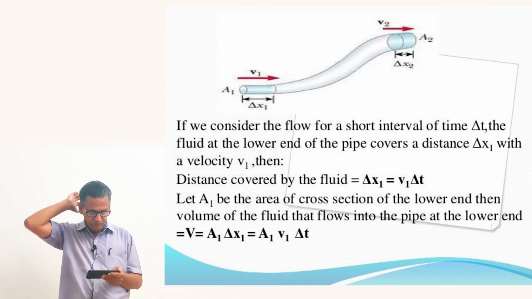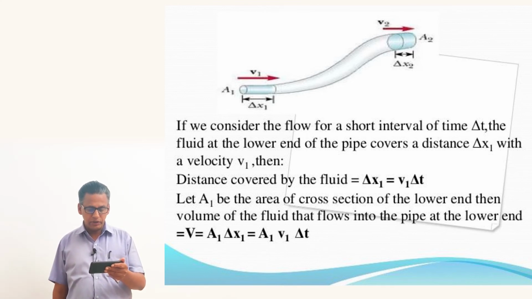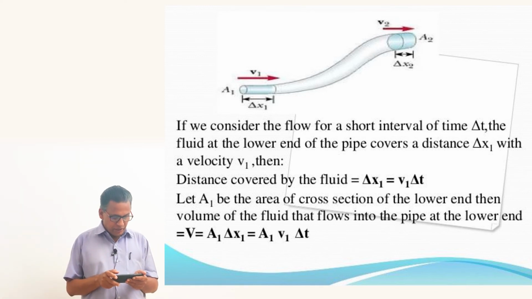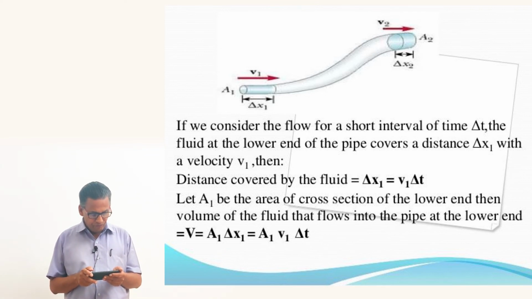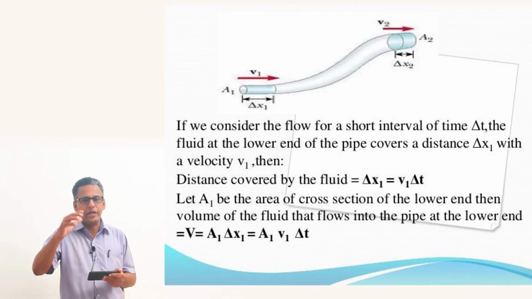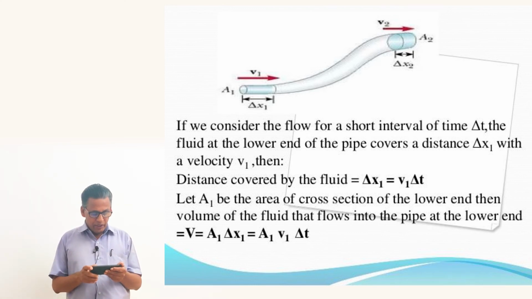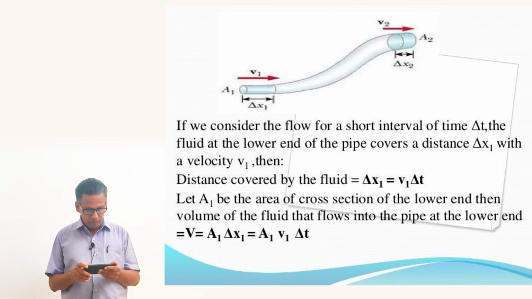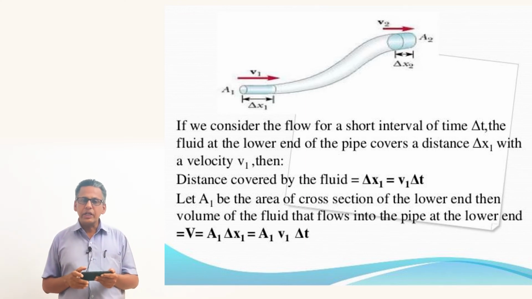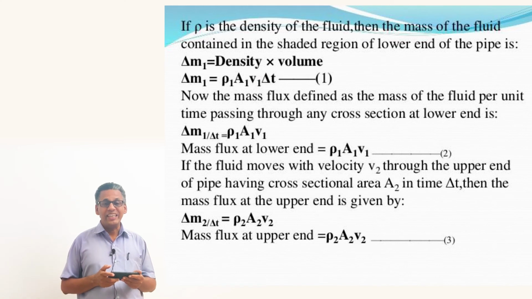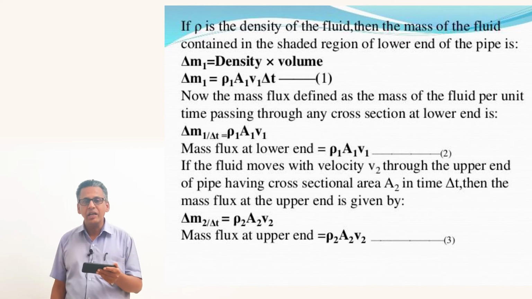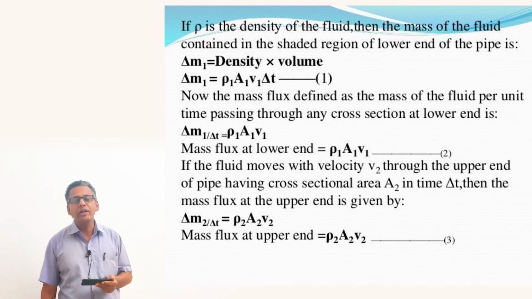Okay, and now what is the volume flow rate, lower end volume of the fluid that flows into the pipe at the lower end is equal to, what is that? That is distance covered, that is v1 delta t into area, distance covered into area, that is the volume. So v1 into a1 into delta t, that is the volume, right? Then for getting the mass, this volume multiplied by density. So delta m1, that's mass of the fluid entering at the point 1, section 1, delta m1 is equal to rho 1 a1 v1 delta t.